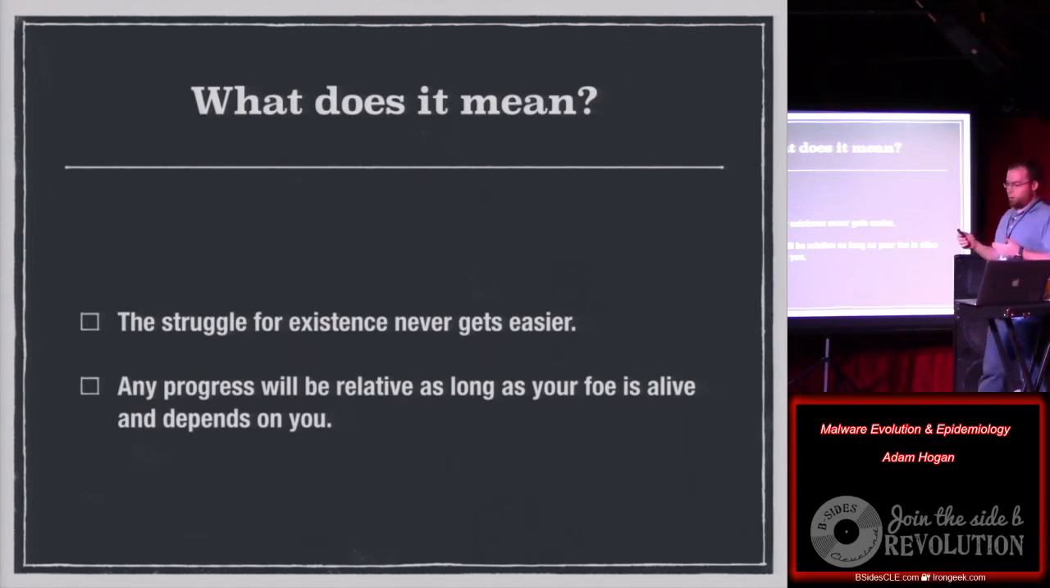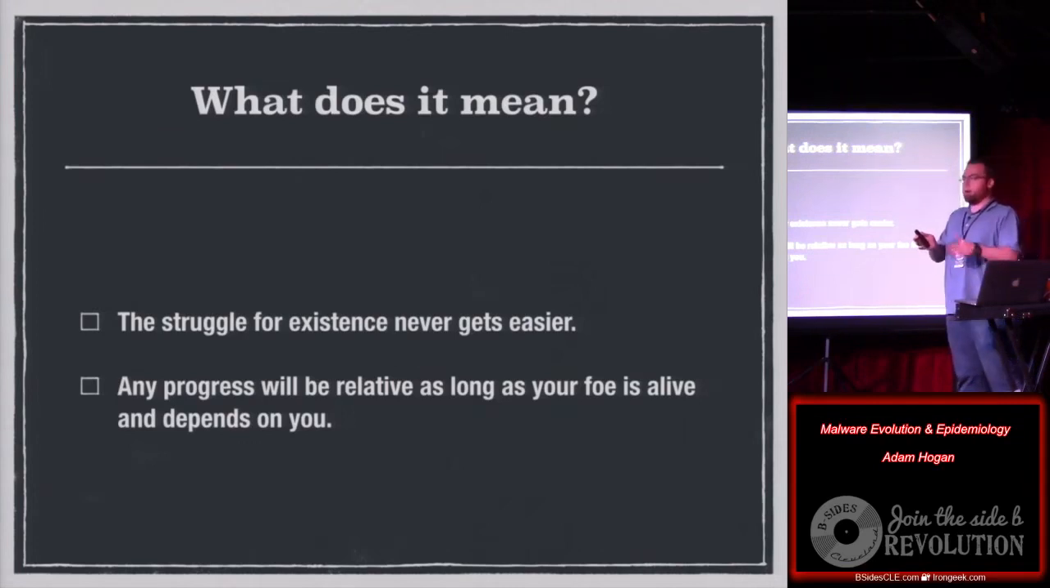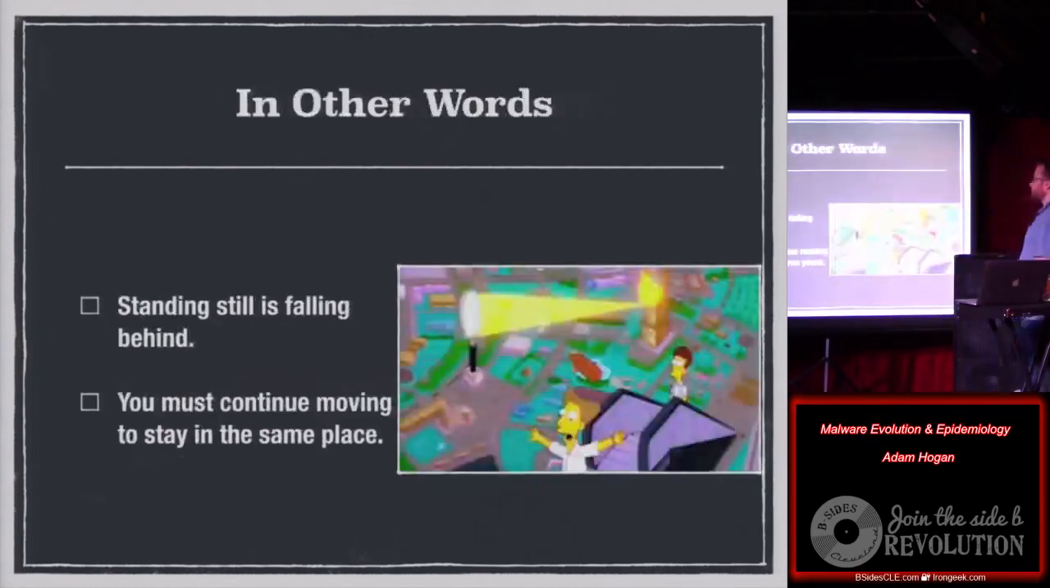As long as that foe is there, as long as you depend on each other, that process is going to continue to happen. Each is going to try to evolve. The person being attacked is going to try and evolve a defense. The parasite is going to try and come up with something better then, right? In other words, standing still is falling behind. And I think this describes security very well, right?